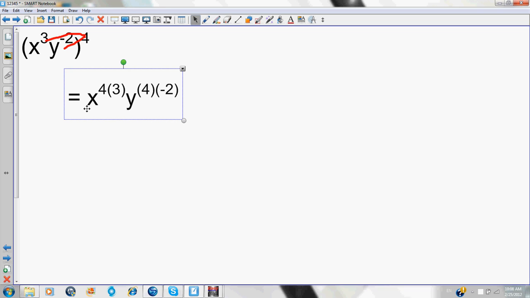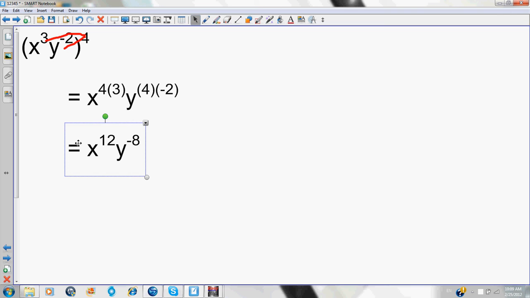So that will be x to the 4 times 3 and y to the 4 times -2. See, 4 times 3, 4 times -2. And when we multiply that out, we'll get 4 times 3 is 12, and 4 times -2 is -8. But remember, we cannot leave it with a negative exponent.